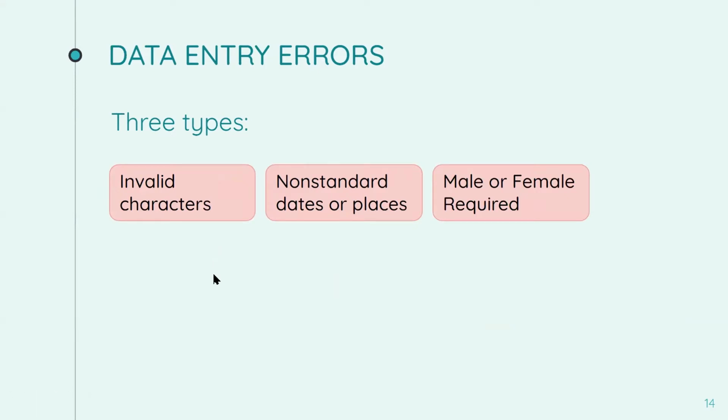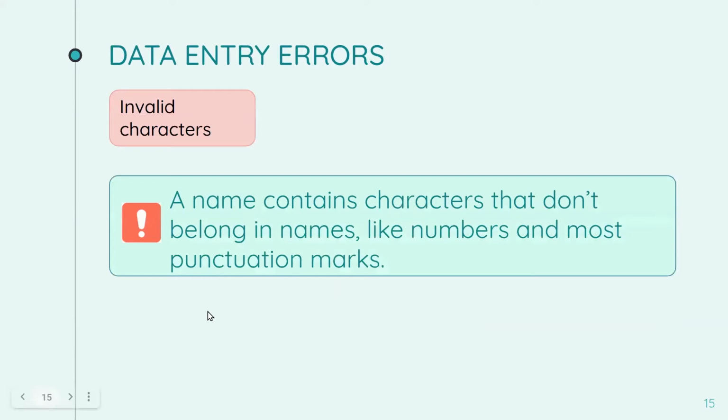Invalid characters means that a name contains characters that don't belong in names, like numbers or most punctuation marks. Now, FamilySearch does make exceptions for things like apostrophes in names, because you might have an Irish name like O'Brien or O'Malley, and you won't get an error about apostrophes, but you will get an error about a lot of other punctuation marks. So let's take a look at an example.